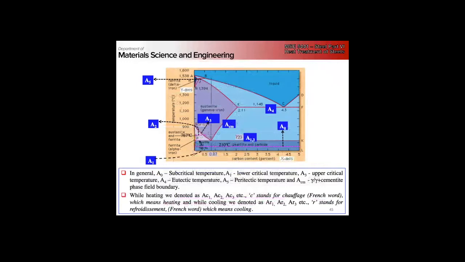Denoting them AC, for heating. The ones that are going to be really important that we're interested in are the A3, right here, the austenite, and A4. These are the two that are important for describing the shape of the austenite phase region.